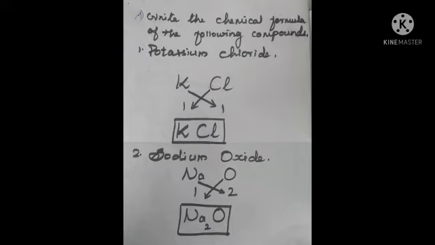That's how you should write the chemical formula: symbol, valency, crossover, then if you need, divide it. That's all. Then sodium oxide, sodium and oxygen. What's the symbol for sodium? Na. Oxygen, O. First the symbol, second the valency. Below Na, what's the valency of sodium? 1.